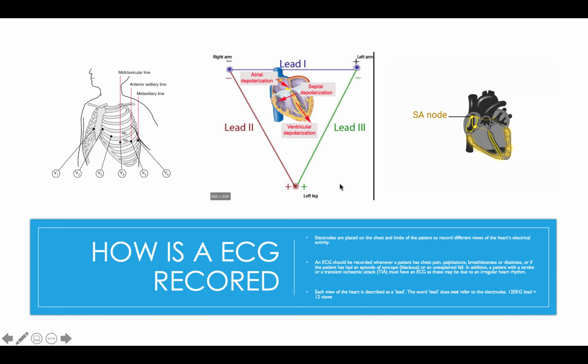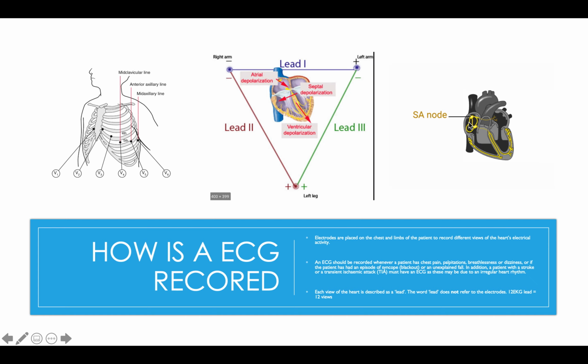So pretty much, leads 1, 2 and 3 are bipolar leads, and then you have what's known as augmented voltage leads, aVR, aVL and aVF, which I'll go into in the next slide. Now let's look at lead 1. The view that is provided from lead 1 is that your right arm is a negative pole of the electrode and the left arm is a positive pole. So you have electrons traveling from negative to positive.